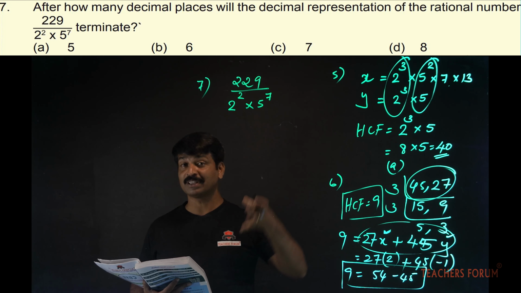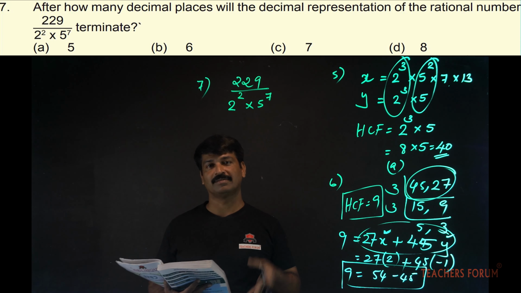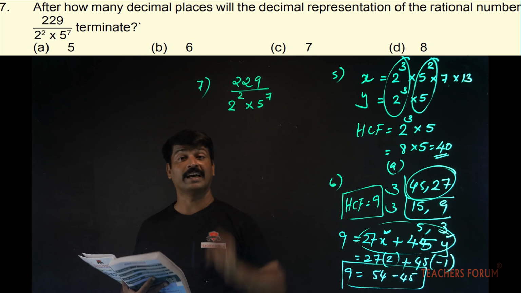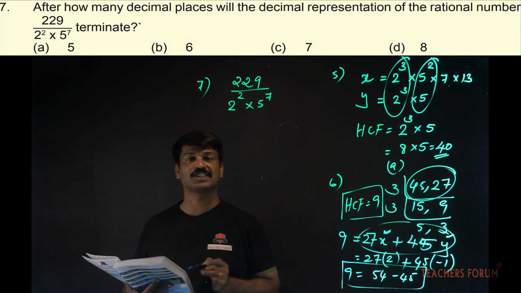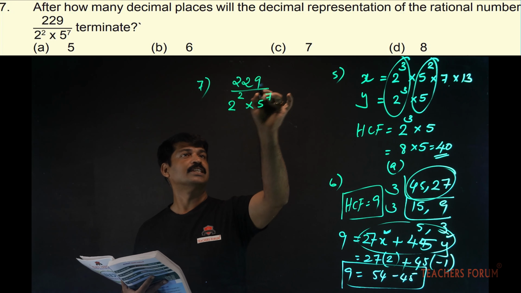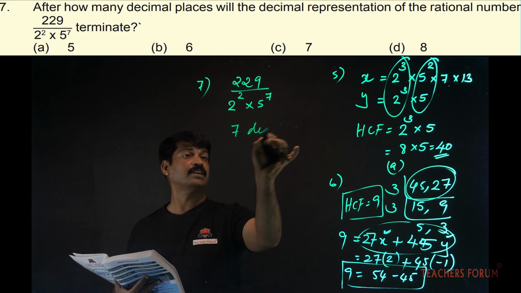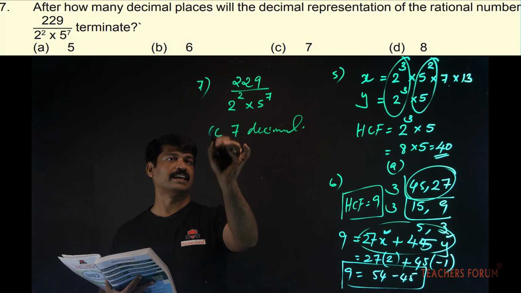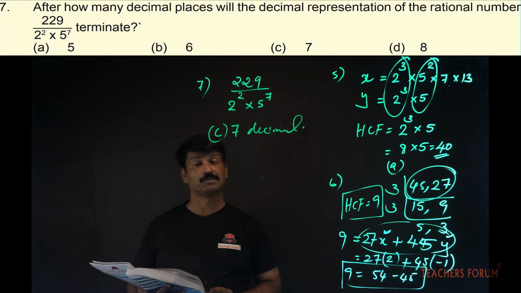When we discussed the basic concept of this chapter, we have seen all these things, isn't it? Now you should go for the one with the highest power. So here the highest power is 7. So it will terminate after 7 decimal places. So what is the answer? The answer is C. Answer C, 7 decimal places.